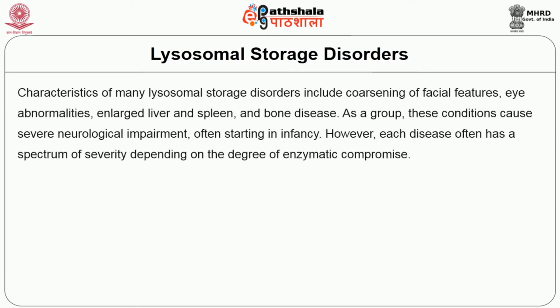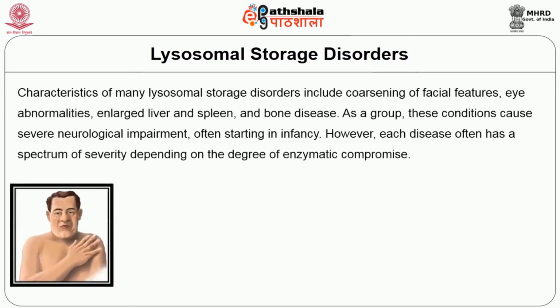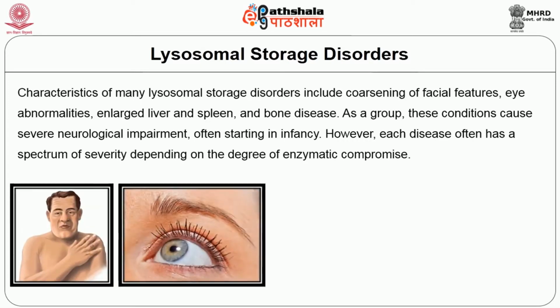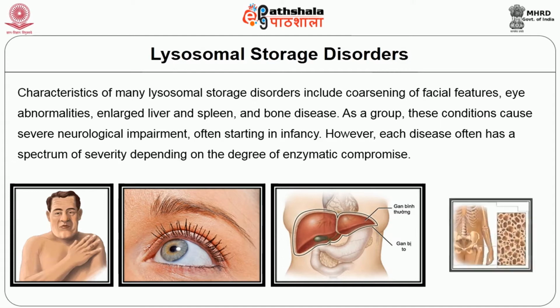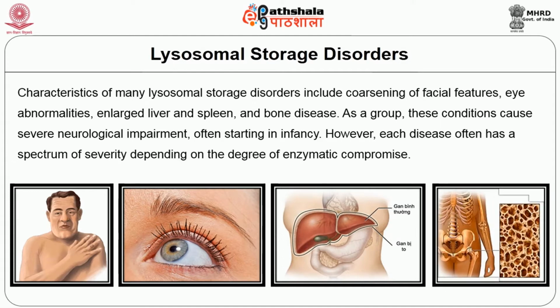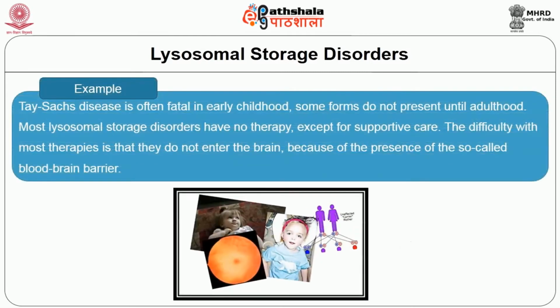Characteristics of many lysosomal storage disorders include coarsening of facial features, eye abnormalities, enlarged liver and spleen, and bone disease. As a group, these conditions cause severe neurological impairment, often starting in infancy. However, each disease often has a spectrum of severity depending on the degree of enzymatic compromise. For example, although Tay-Sachs disease is often fatal in early childhood, some forms do not present until adulthood.